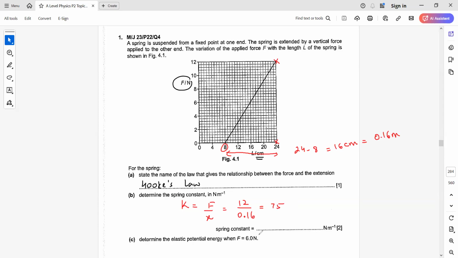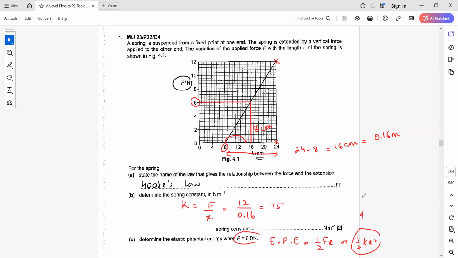Part C says determine the elastic potential energy when force is 6 Newton. Here we go. The force is 6 Newtons, that's here, and this goes on to an extension of 16. So from 8 to 16, that's 8 centimeters, and this is 6 Newton. For elastic potential energy, or EPE, there are various formulas. You can use half the area under this curve or half kx squared. I'm more comfortable with this. Either way, it's the same thing. You don't have to worry about that.